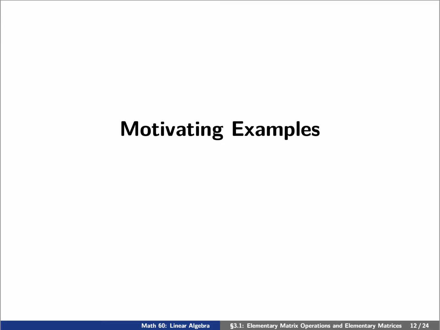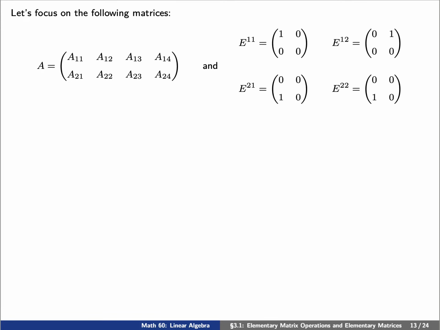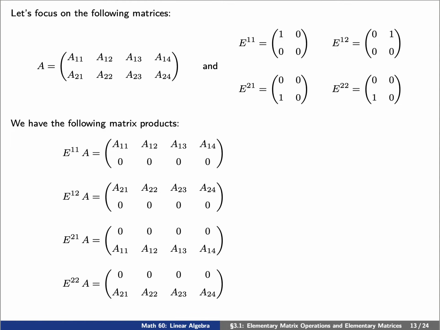Before we go any further, let's discuss some motivating examples. I'd like to focus on the following matrices. Here's a matrix with 2 rows and 4 columns. This is a 2 by 4 matrix. And here are the 4 matrices that form the standard basis for the collection of 2 by 2 matrices. We can express the following matrix products by multiplying the 4 different matrices on the right times this matrix here, A, that you see at your upper left.